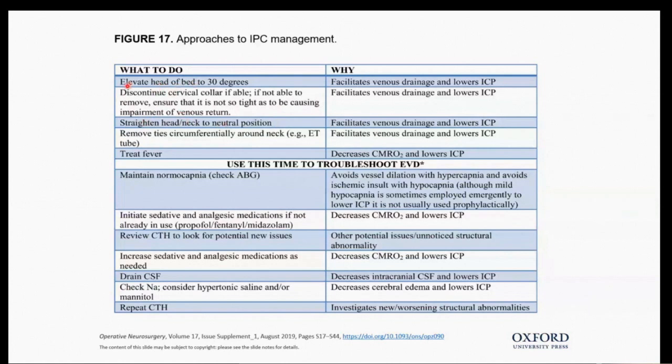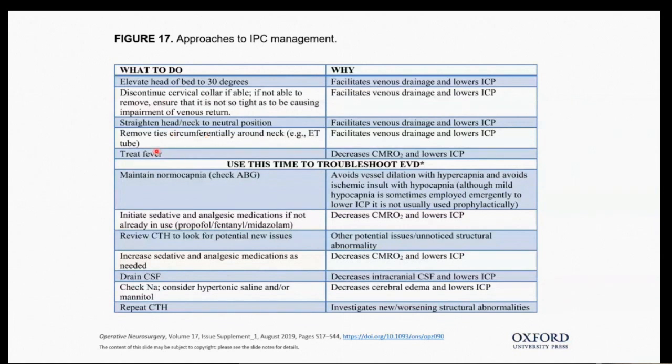Always in the ER, look out for these two things, because these are the quickest things to do in the emergency room. And as a GP, elevate the head 30 degrees and put the neck straight in the neutral position. Because if the patient's head is tilted to one side, it will obstruct the venous output, and this will cause a further increase in the intracranial pressure.